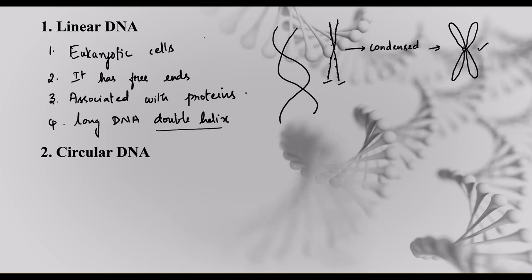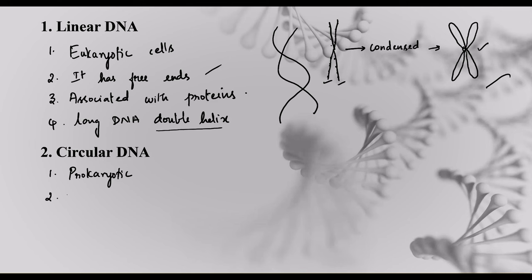So it is found in eukaryotic cells, it has free ends, and it is associated with proteins called histones. That's why it shows a bead-like structure in the chromatin. When it gets condensed to form the chromosome, it has the double helix shape. Coming to circular DNA: it is found in the prokaryotic cell, but not only in prokaryotic cells, also in eukaryotes, especially in the mitochondria.